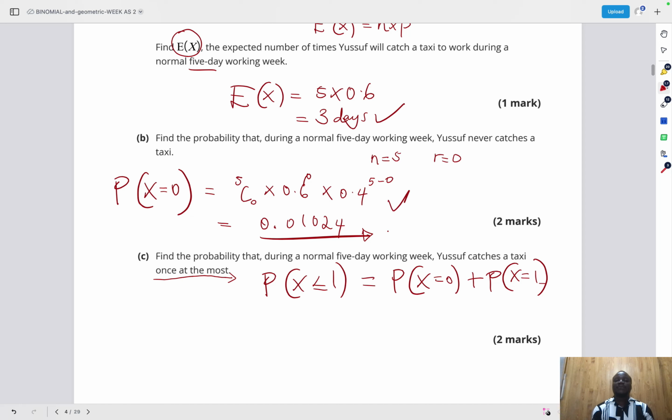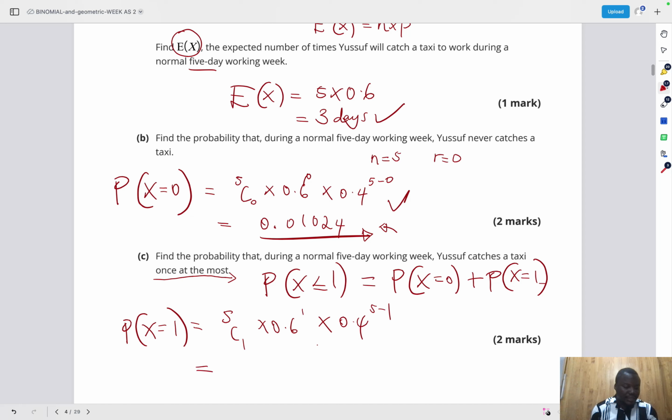So I'll just keep that one there, and I'll just calculate the probability of x equals 1, then add it to this answer here. So we're just going to work out the probability that Yusuf catches the taxi once, which is 5 choose 1 times 0.6^1 times 0.4^(5 minus 1), which is 4.